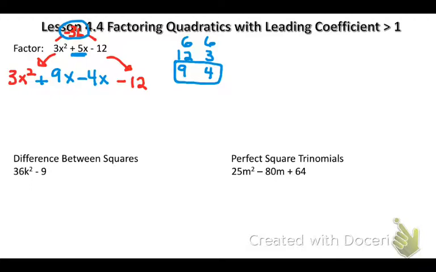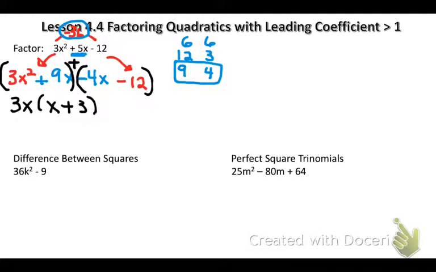Then we're going to factor by grouping. So we'll group our first two terms, our last two terms, and we have to put in our plus sign. Otherwise, it indicates that we're multiplying, and we're not. Now we look at our first binomial, and we're going to factor out a common monomial. So we're going to take out a 3x. So we're left with x plus 3. And then in our second binomial, we can take out a negative 4, and we're left with an x plus 3.